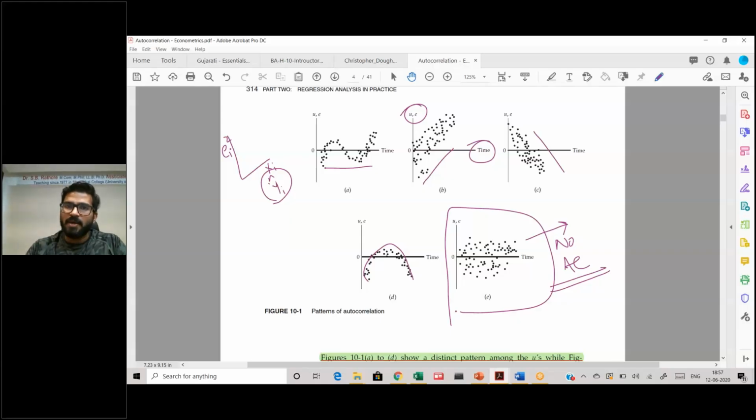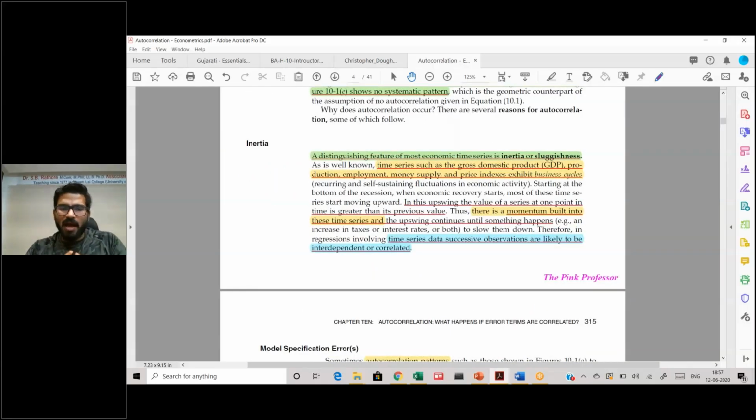Similarly, we will have a graphical method in case of autocorrelation as well. Why do we have the problem of autocorrelation? One, because of inertia. As I told you, most economic time series have inertia or sluggishness. Inertia is the fact when you have an increasing graph. So you have something like gross domestic product, employment, money supply, all of them. When you have an upward turn in the business cycle, all of them will be increasing. So there is a momentum built into the system, and that momentum actually provides inertia towards the next particular value. So that leads to the presence of autocorrelation.